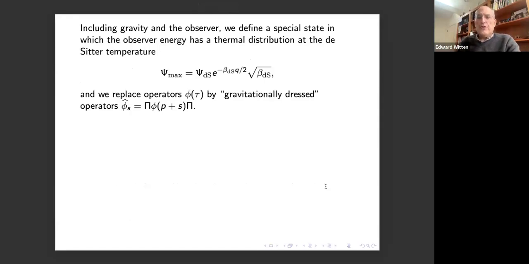Now, including gravity in the observer, we define a special state in which the observer energy has a thermal distribution at the de Sitter temperature. I take the observer wave function as a function of q to be e to the minus beta q over 2. So its square, which is the probability distribution, is e to the minus beta q. So that's a thermal distribution of the observer energy. I include a normalizing factor, so this is a normalized state. And this times the natural de Sitter invariant state without the observer is the state that I'll call psi max. And in a few minutes, I'll explain the reason for the name psi max.